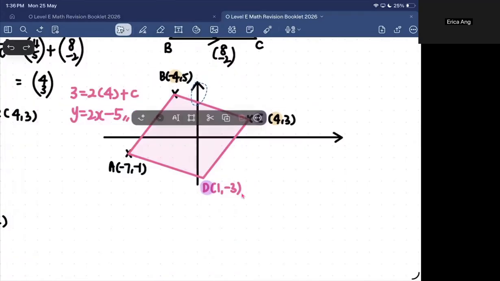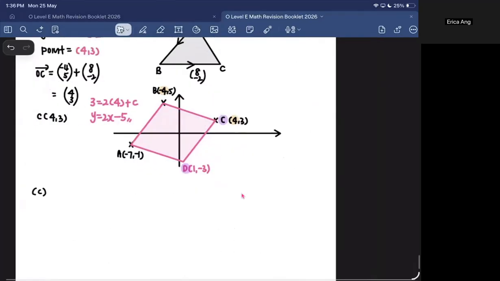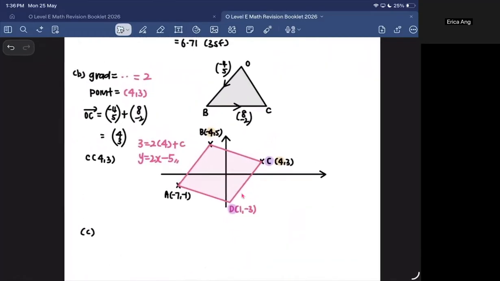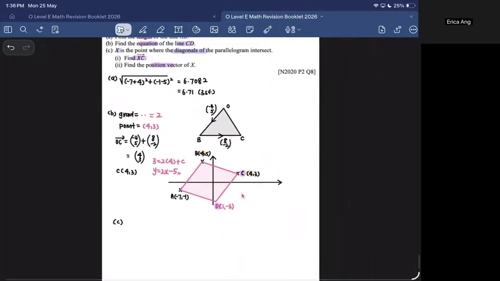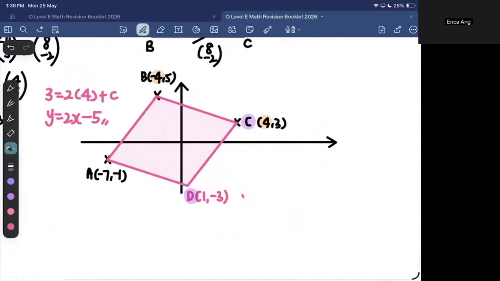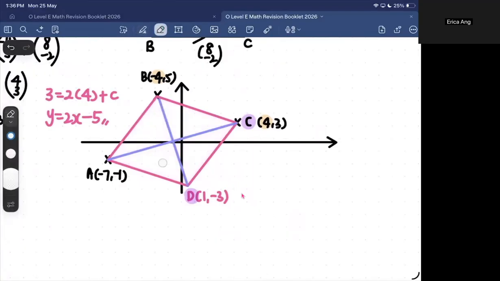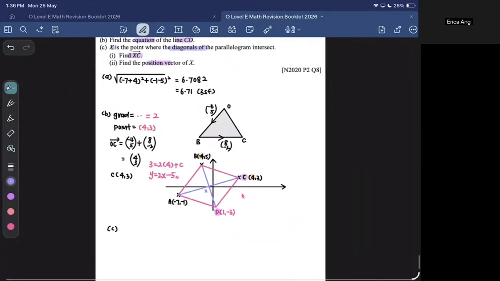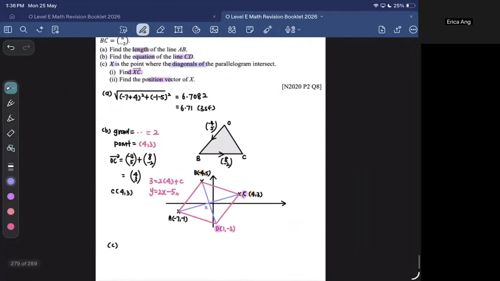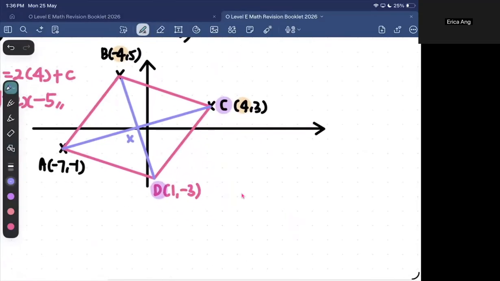Wow, I'm a genius. Okay, so I move the axis. Actually you can remove the axis also, okay? So they want X, where the diagonals intersect. Let me draw the X here. Diagonals here, diagonals here, right? So the diagonals intersect, and this one here is point X. So they want XC, which is this part over here.